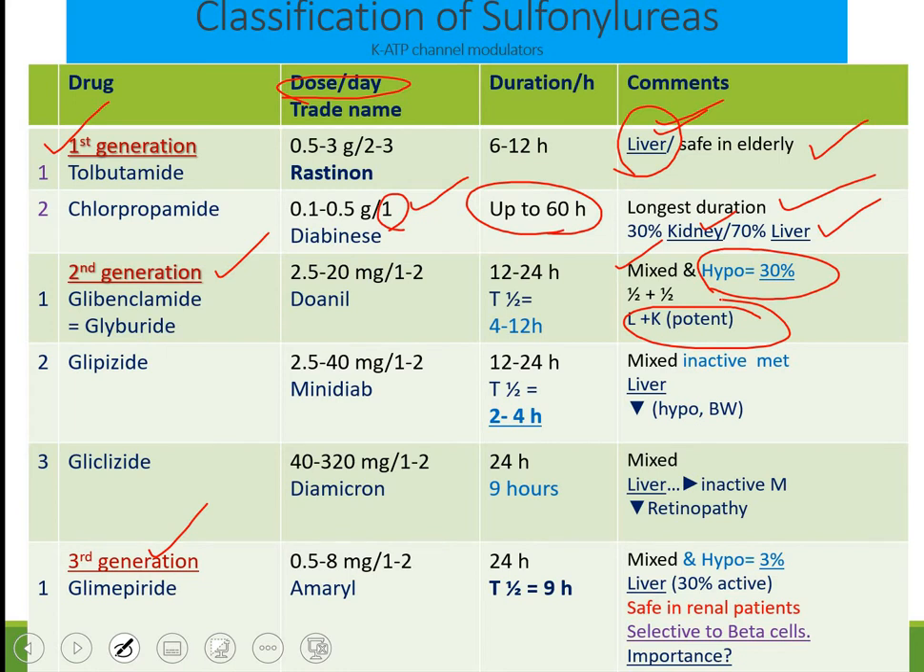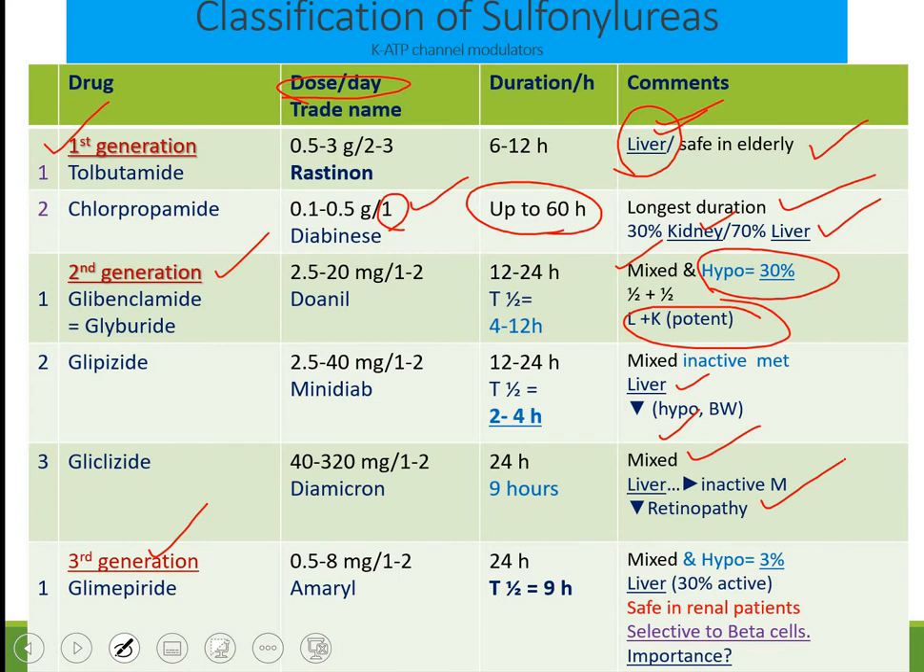The second drug is glipizide, you see. Similarly, it is metabolized in the liver and eliminated by the kidneys. But remember, risk of hypoglycemia again is here, and the same for glipizide and gliclazide. That is the same mechanism for elimination via the kidneys. Remember.